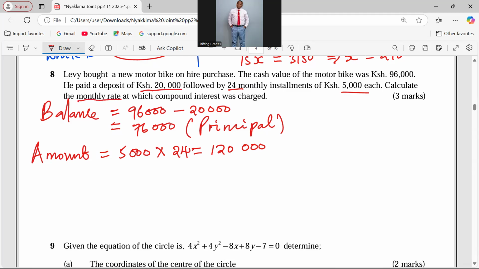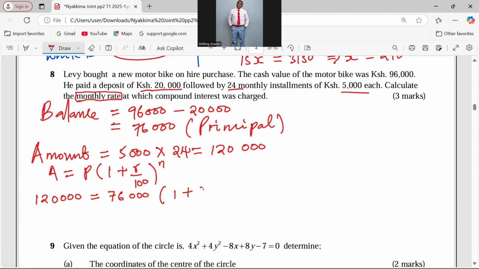This one is again very key. It's a very key language: monthly rate. So we will be talking again of amount, and you know that amount is usually given by principal into 1 plus rate, which is a percentage, raised to n. This is the compound interest formula. N is the number of interest periods. So we are talking of an amount of 120,000 Kenya shillings, a principal of 76,000, 1 plus the rate that we don't know over 100, and this one is raised to 24 months because the rate is needed per month.